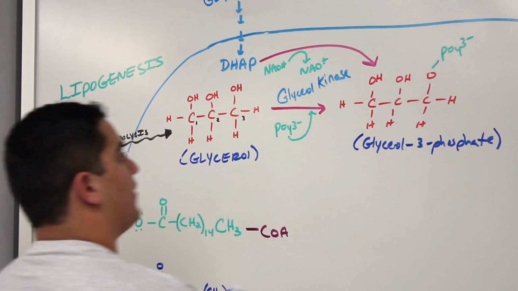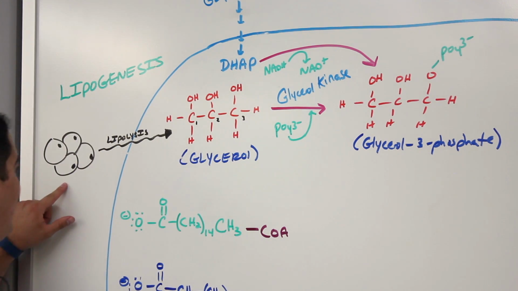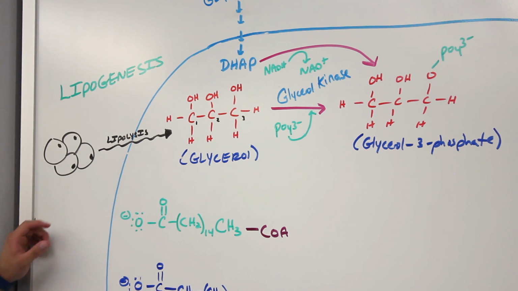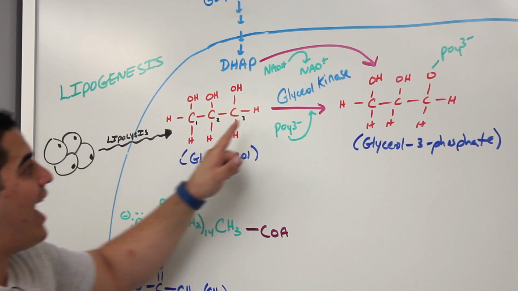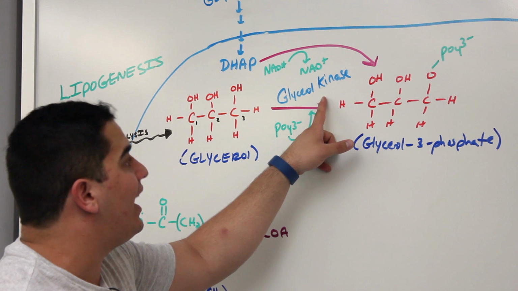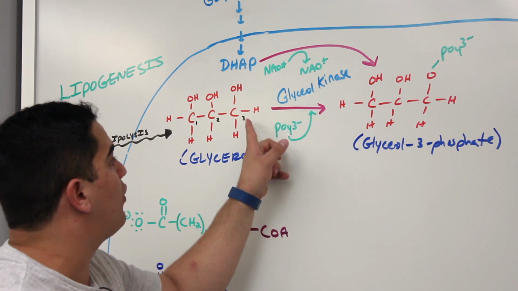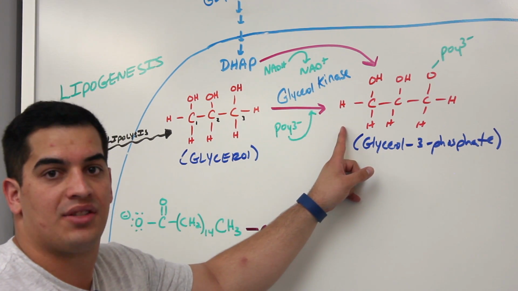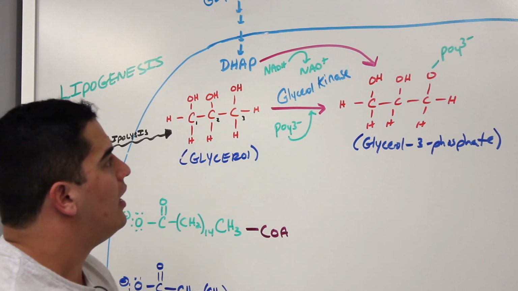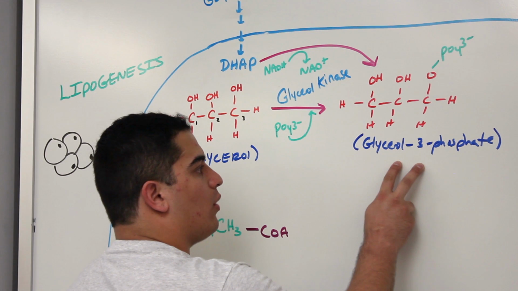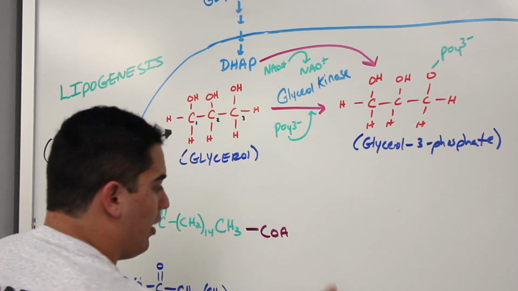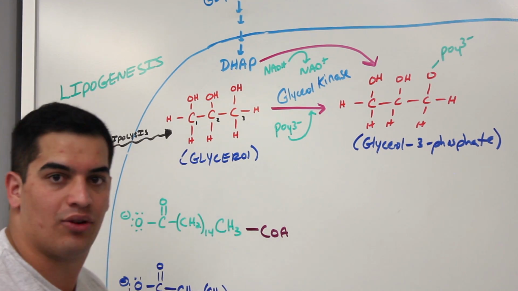glycolysis to glycerol 3-phosphate, or we can take from the adipose tissue. The adipose tissue has the triglycerides, and when you break them down, you break them into glycerol and fatty acids. What we can do is use the glycerol here, with an enzyme called glycerol kinase. Glycerol kinase can convert glycerol into glycerol 3-phosphate. Now, the next thing we have to do is take this glycerol 3-phosphate and combine it with each one of these fatty acyl-CoAs.